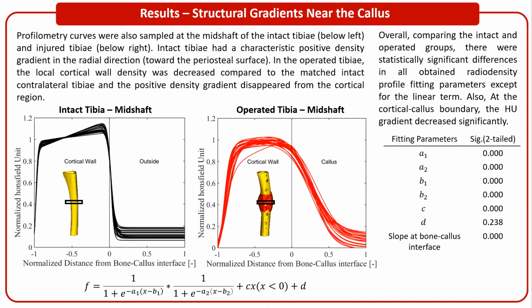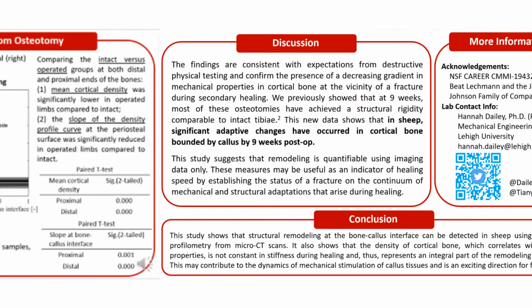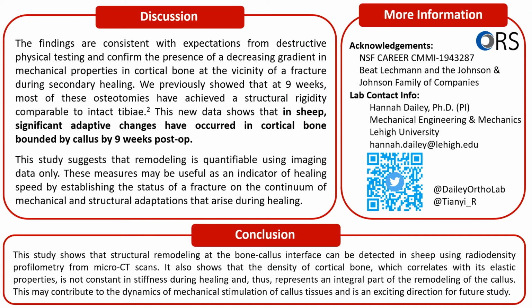Profilometry curves were also sampled at the midshaft of the intact tibia and the operated tibia. In the operated tibia, the local cortical wall density was decreased compared to the matched intact contralateral tibia, and the positive density gradient disappeared from the cortical region. This data shows that in sheep, significant adaptive changes have occurred in cortical bone bounded by callus by 9 weeks post-operation. To conclude, this study suggests that remodeling is quantifiable using image data only.